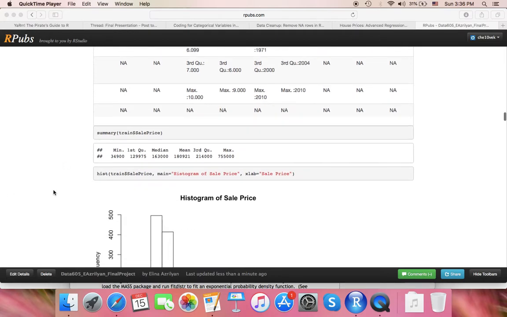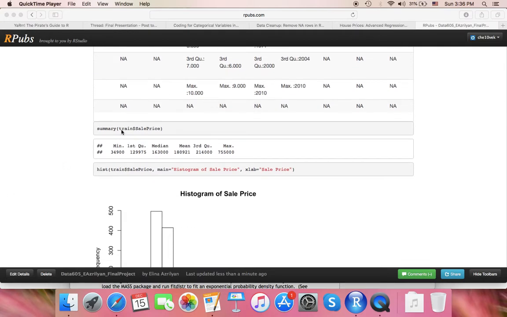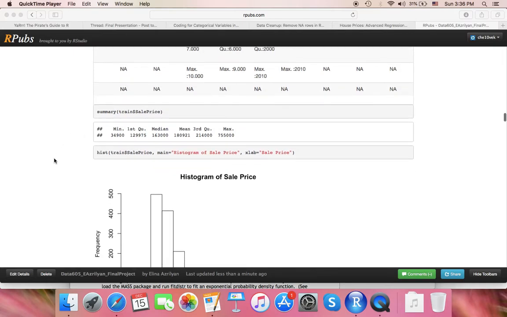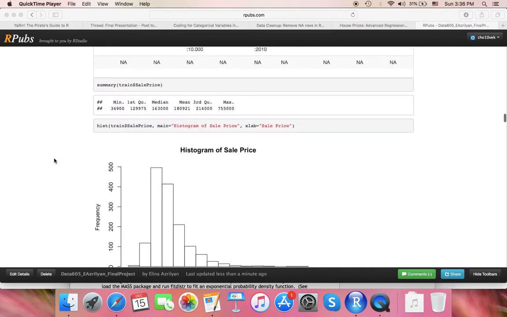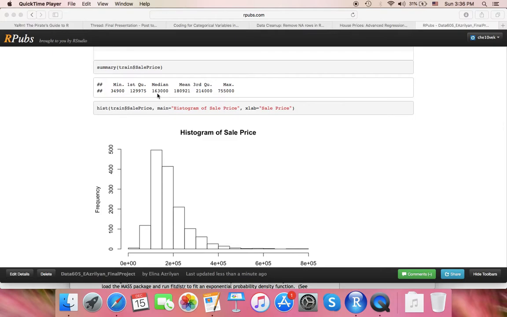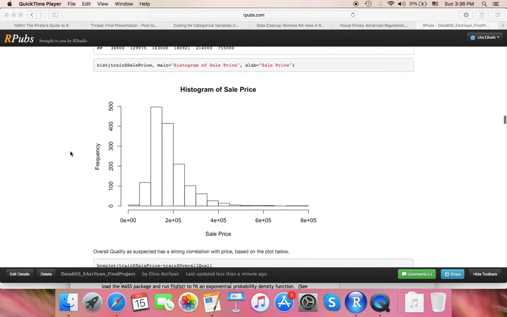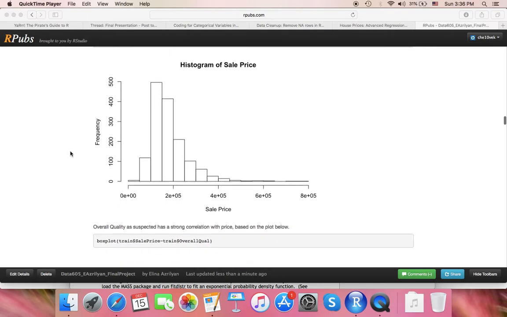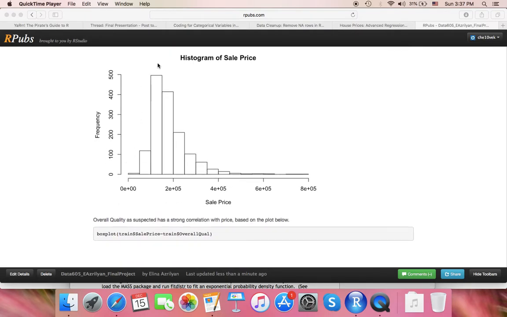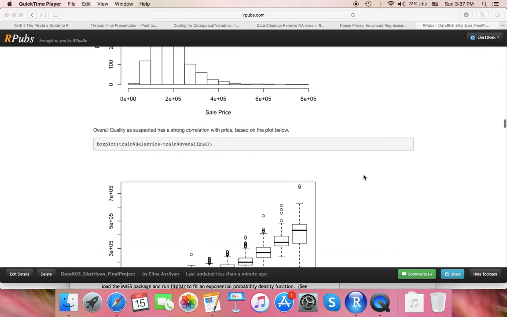Things like that. And also, I did a separate summary for just the sale price, which is the variable that we're going to try to predict, just to see if there are any significant outliers, and it looks fairly consistent. So I also did a histogram to investigate the same thing. It looks to be normally distributed, a little bit skewed to the right.